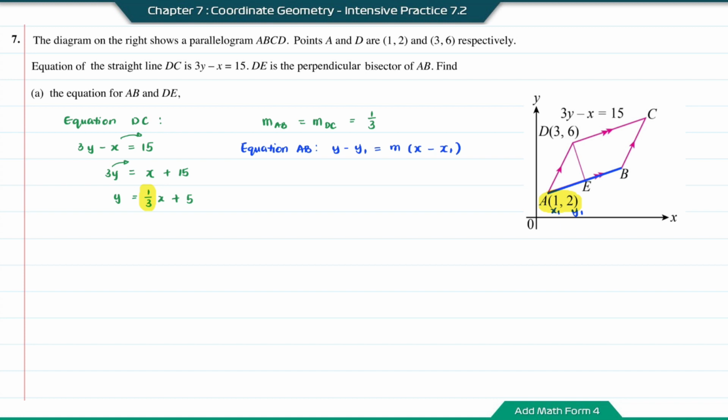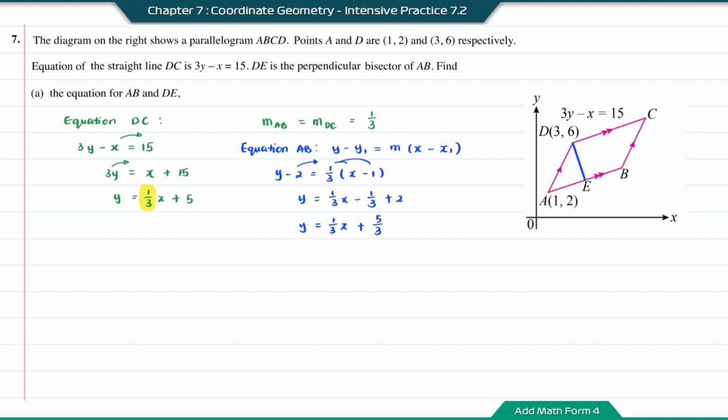To form the equation of AB, we're going to use y minus y1 equals m bracket x minus x1. So here it will be y minus 2 equals 1 over 3 bracket x minus 1. So expand this: y is equal to 1 over 3 x minus 1 over 3. Then move the negative 2 to the right hand side, it will be plus 2. So y is equal to 1 over 3 x plus 5 over 3. So this will be the equation of AB in gradient form.